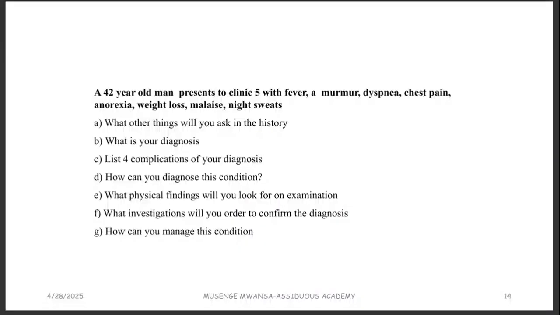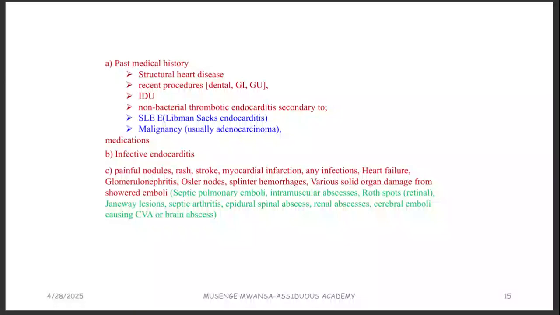So that is it. So I've got one question here. A 42-year-old man presents to Clinic 5 with fever, a murmur, dyspnea, chest pain, anorexia, weight loss, malaise, night sweats. What other things will you ask in the history? What is your diagnosis? List 4 complications of your diagnosis. How can you diagnose this condition? What physical findings will you look for on examination? What investigations will you order to confirm the diagnosis? How can you manage this condition?